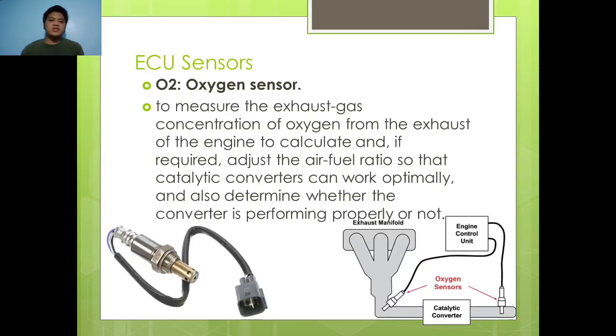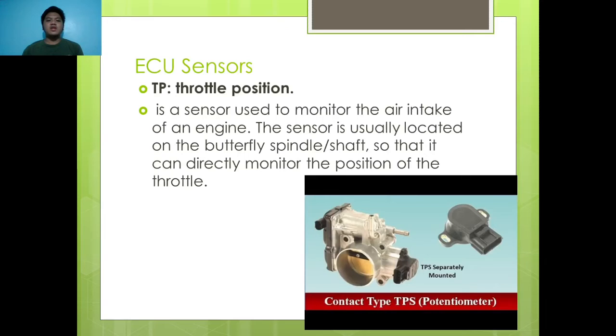Oxygen sensor. It measures the exhaust gas concentration of oxygen from the exhaust of the engine to calculate and, if required, adjust the air-fuel ratio so that the catalytic converter can work optimally, and also to determine whether the converter is performing properly or not. Throttle position is a sensor used to monitor the air intake of the engine.